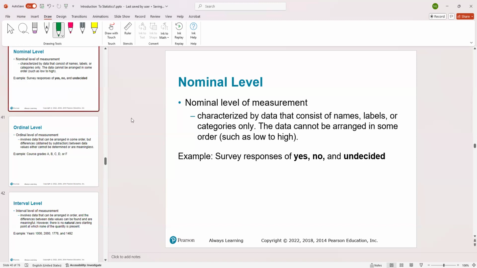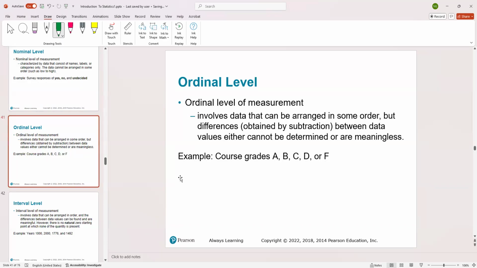So very important. We said that data are at the ordinal level of measurement if they can be arranged in some order, but differences obtained by subtraction between data values either cannot be determined or are not meaningful. So ordinals, like rank, you can put them in order. Top 10 movies on specific platforms, right? Anything you can rank from first to last, or in order. There is order in this one.